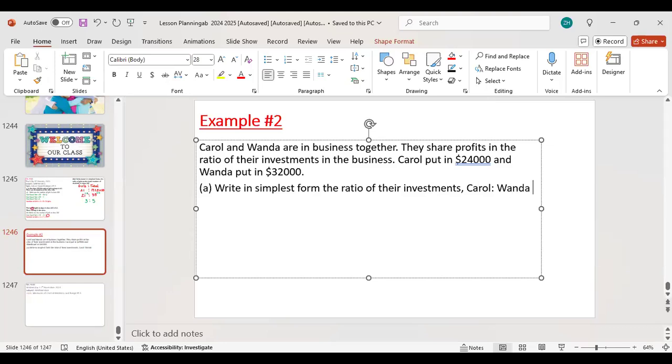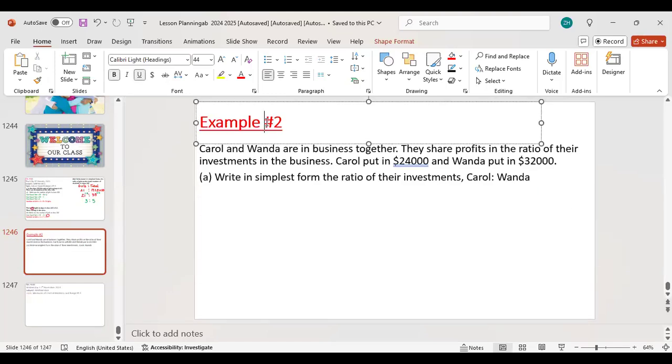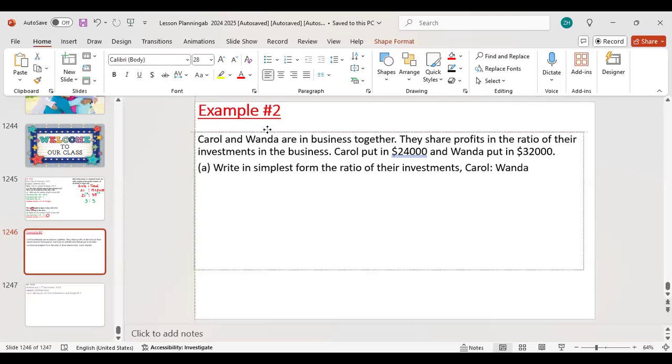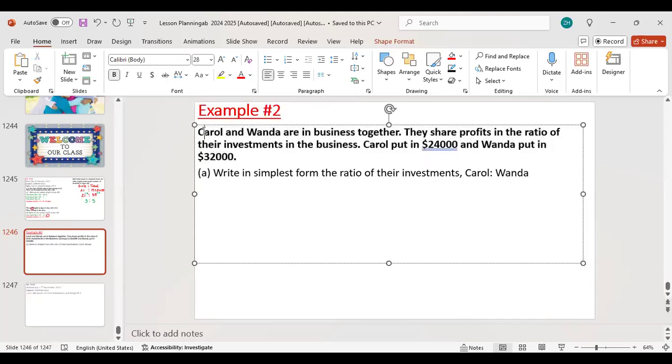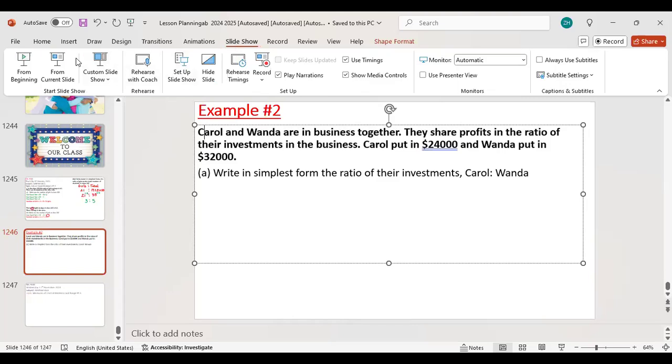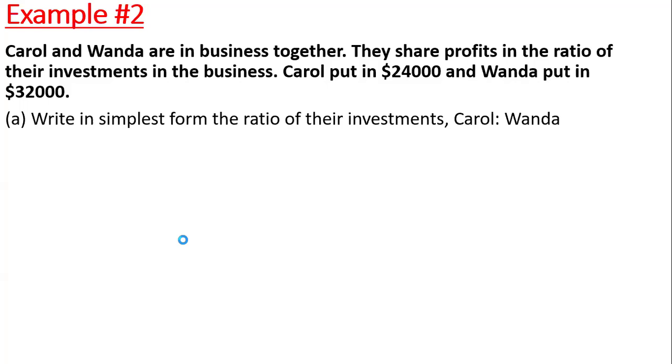Carol to Wanda. Sasha, Nick, very good. All right. Okay, good. This is number 2. So they want us to write this thing in simplest form as a ratio.